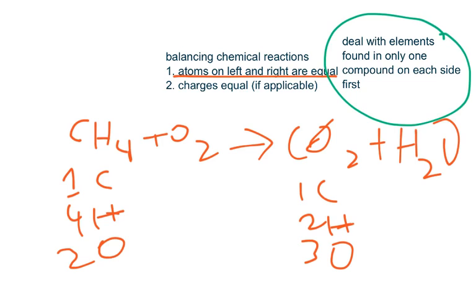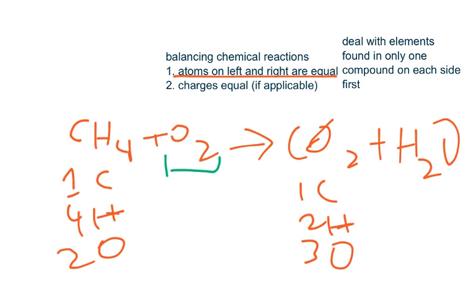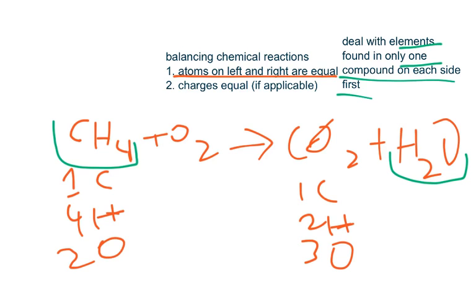So this means that you choose an element that's only found in 1 chemical on each side. So for example, I would not choose oxygen because while oxygen is only found in 1 compound on the left side, it is found in 2 compounds on the other side. So therefore, it is not feasible to start off with oxygen. So how about hydrogen? Well, hydrogen is only found in this, and hydrogen is only found in that. So therefore, it's an element that's found in only 1 compound on each side. So let's deal with that first.